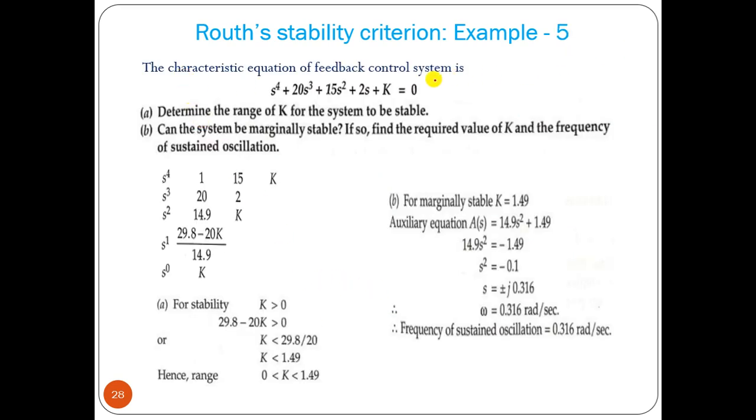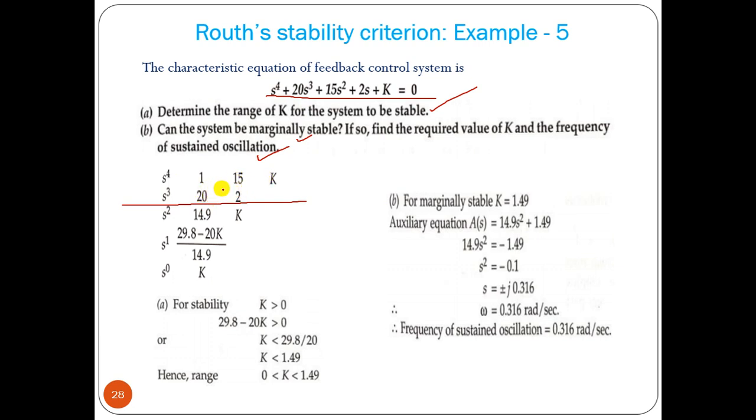Now the characteristic equation of a feedback control system is given. What is the problem? Determine the range of k for the system to be stable, then when the system can be marginally stable. What is the condition? And the frequency of oscillation you have to find out. So we have to put all the values in the Routh table: 1, 10, 25, 15, k.